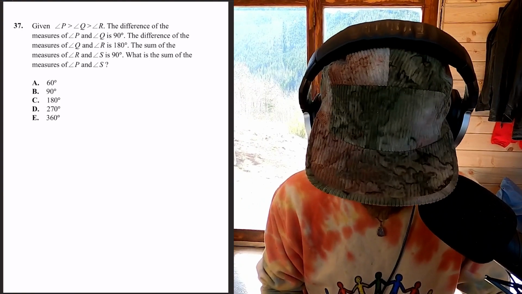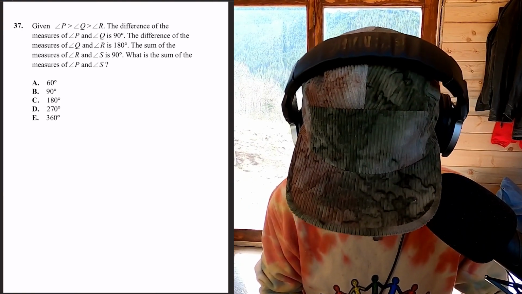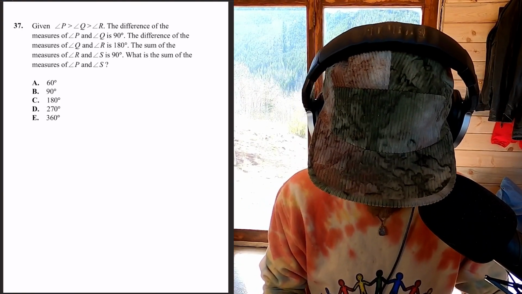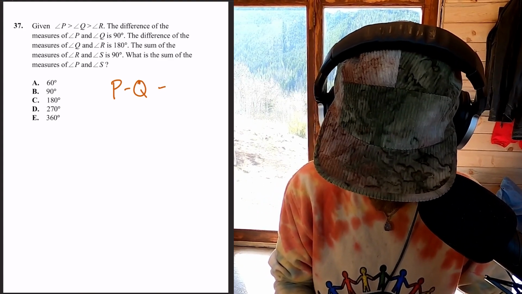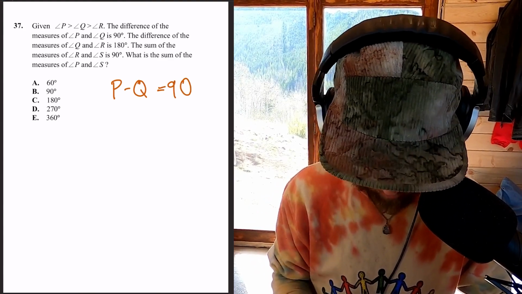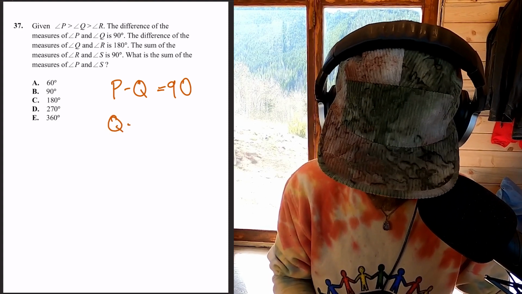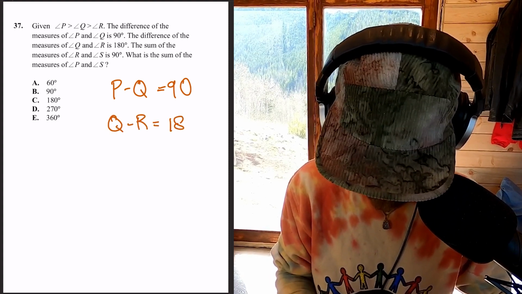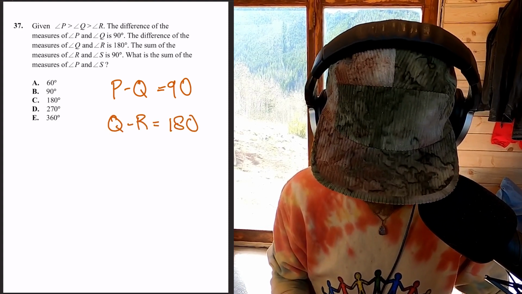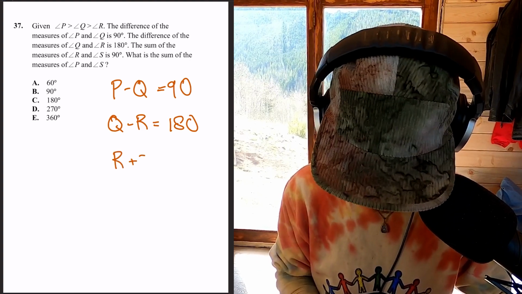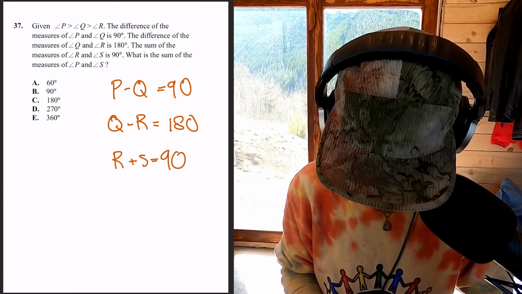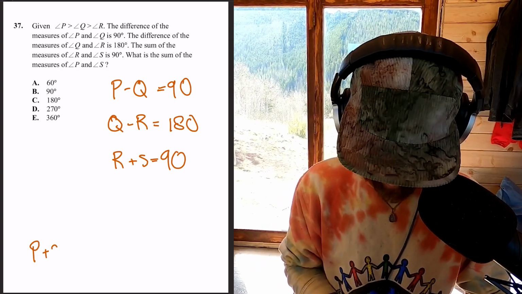All right, given angle P is bigger than angle Q, which is bigger than angle R, the difference of the measures P and Q is 90. So P minus Q equals 90. And the difference of the measures Q and R is 180. Does that really make sense? What is the sum of the measures, oh, the sum of the measures R and S. R plus S equals 90. What is the sum of P and S? That's the question.